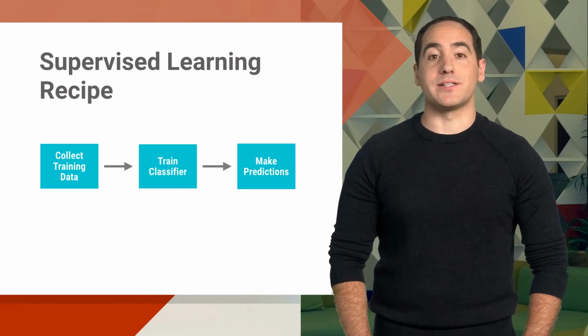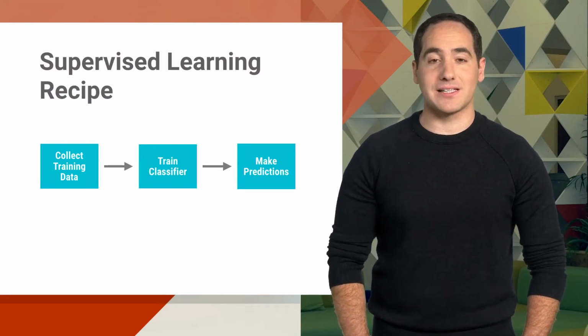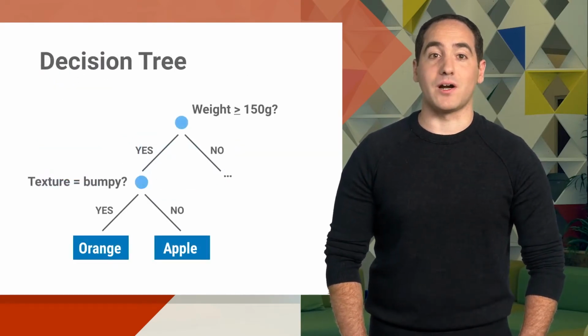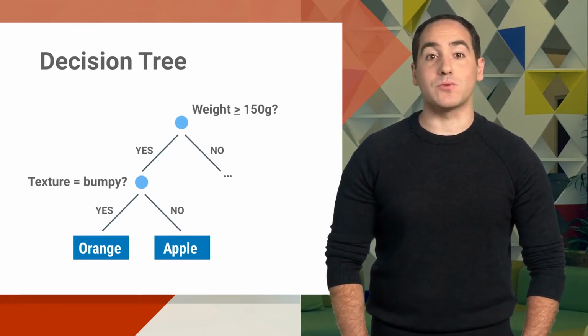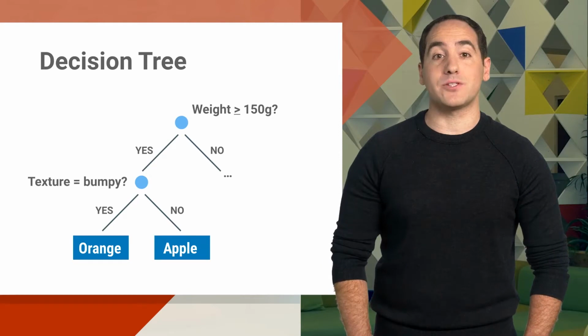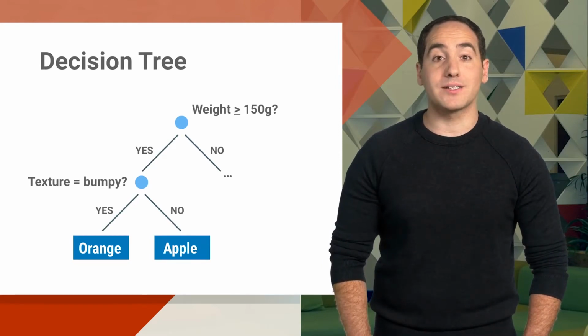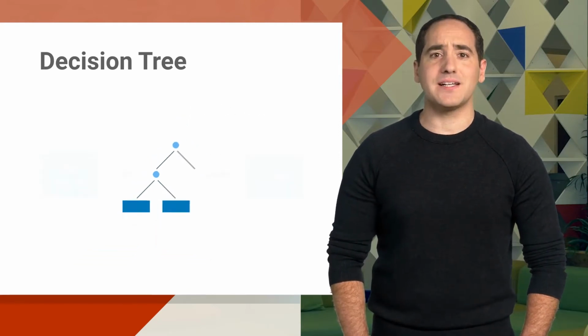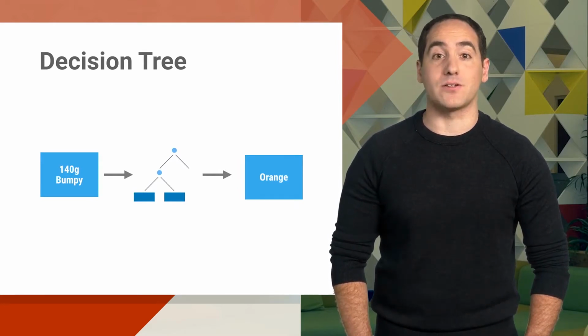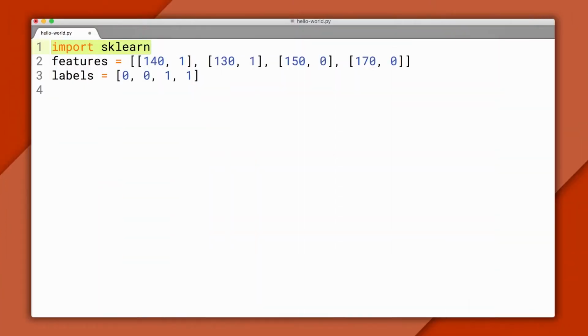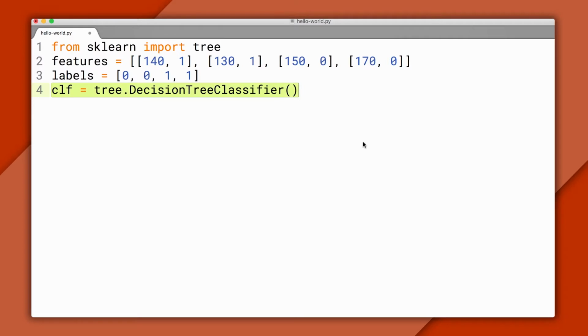Step 2 in our recipe is to use these examples to train a classifier. The type of classifier we'll start with is called a decision tree. We'll dive into the details of how these work in a future episode, but for now it's okay to think of a classifier as a box of rules. That's because there are many different types of classifier, but the input and output type is always the same. I'm going to import the tree, then on line 4 of our script we'll create the classifier. At this point, it's just an empty box of rules. It doesn't know anything about apples and oranges yet.